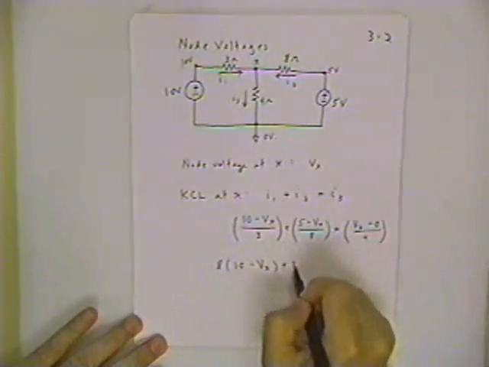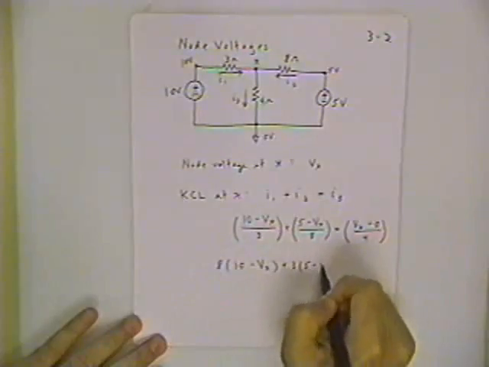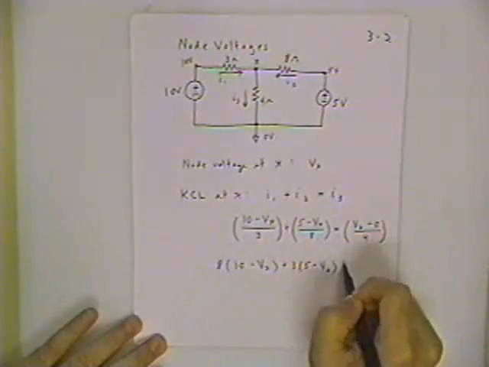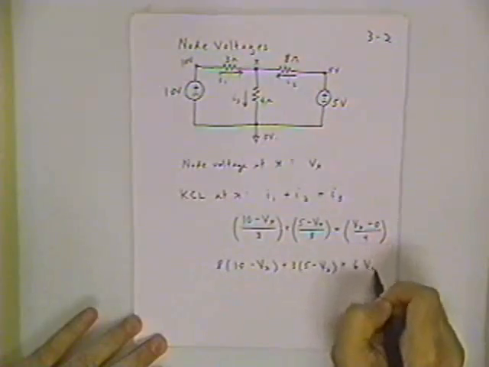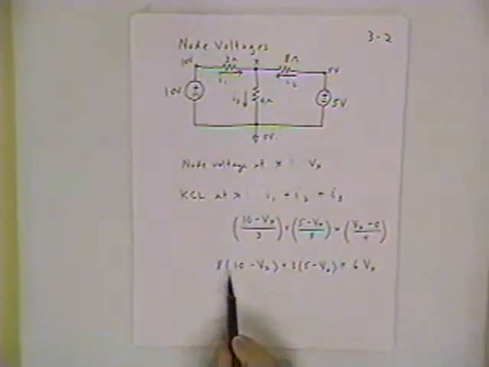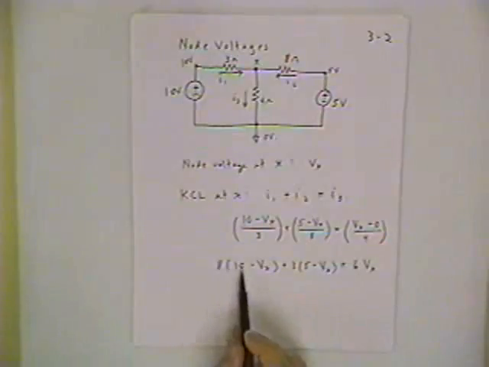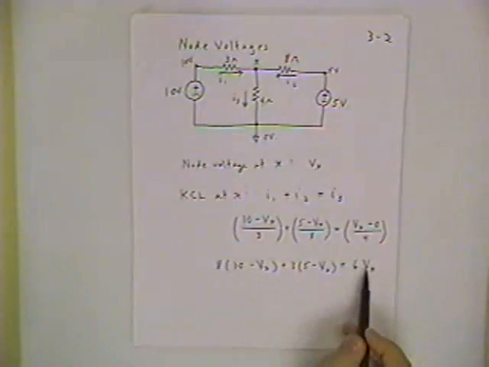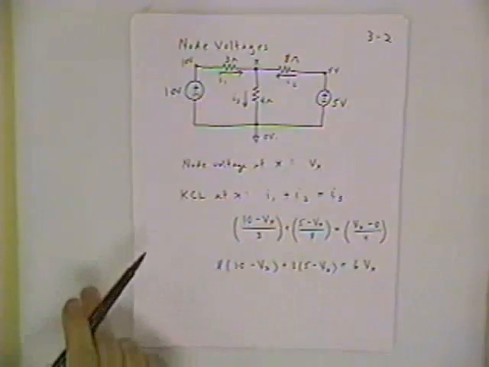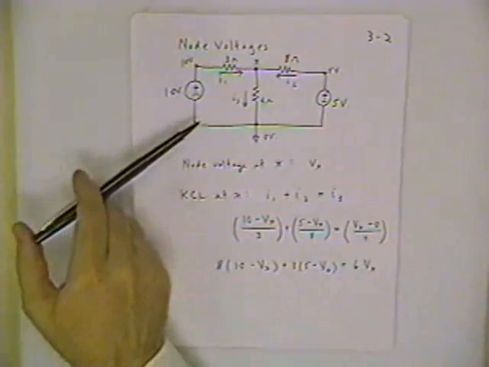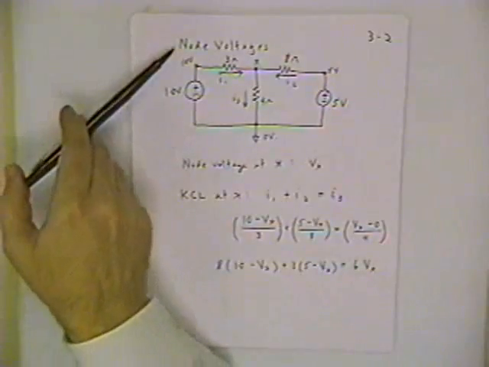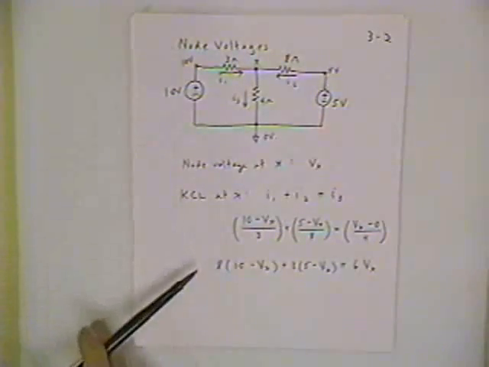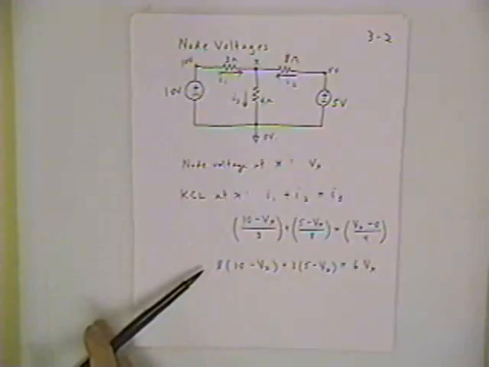Multiplying through by 24, I get a factor of 3 here, and 24 multiplied through here gives me a 6. And now you see what's happened is that we've achieved a single equation for the one unknown voltage V sub x. And that happens to be just a simplification of solving this problem. It worked out to be easier to use the node voltage technique because now we only have one equation and one unknown.